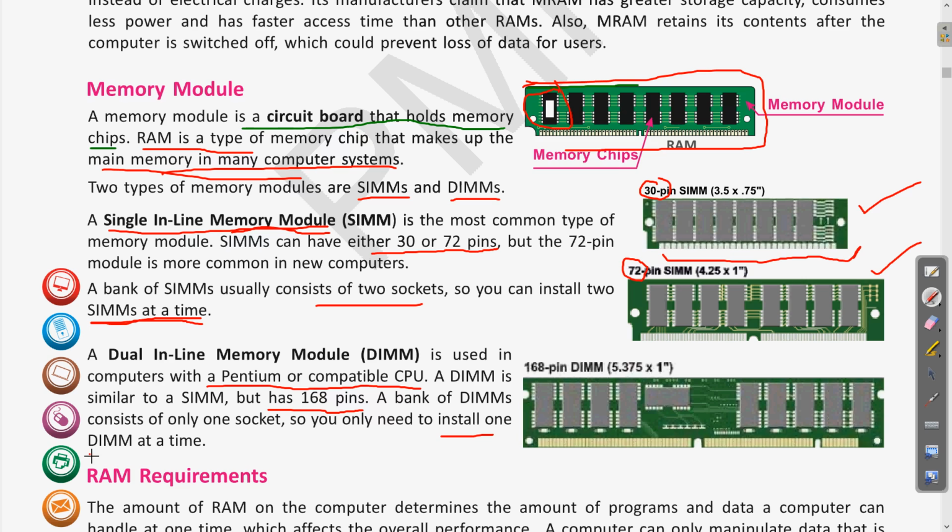Clear? So as you can see here in this picture, it is a DIMM, that is dual inline memory module. Clear? And the number of pins in the DIMM is 168. Clear? And as the bank of these DIMMs has only one socket, you can install only one DIMM at a time. So these are the different variations, as we have seen in the picture also. Let us come back to that.